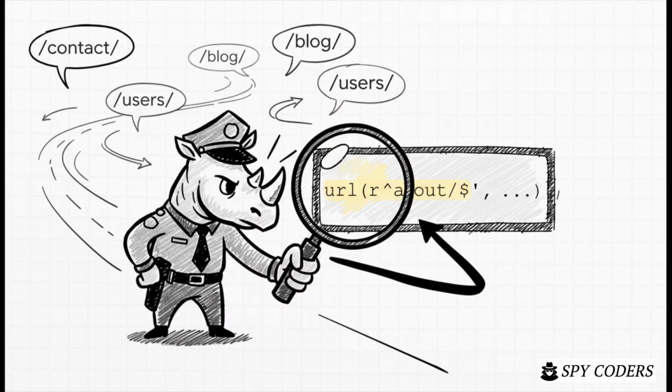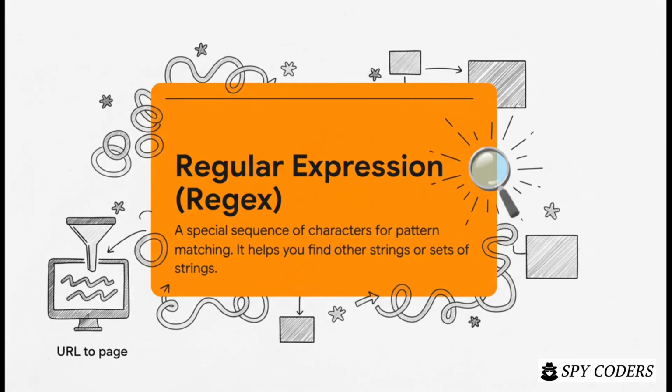Let's say we want to create an about page. We'd add a new URL pattern that looks something like this. For right now, let's just focus on that first part, that weird-looking string, r'^about$'. This is the secret code that tells Django what URL to look for. That string is something called a regular expression, or regex for short.